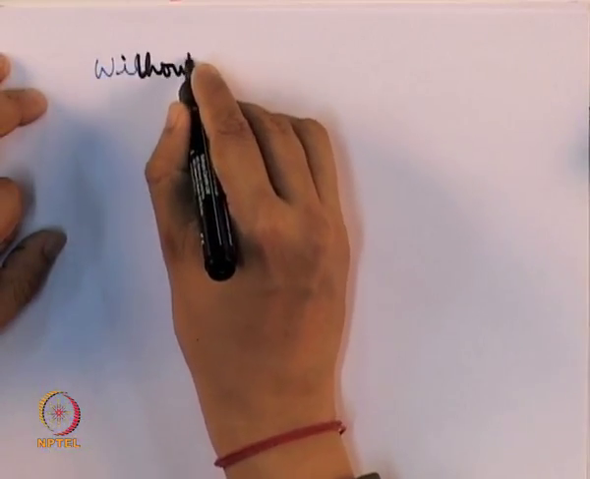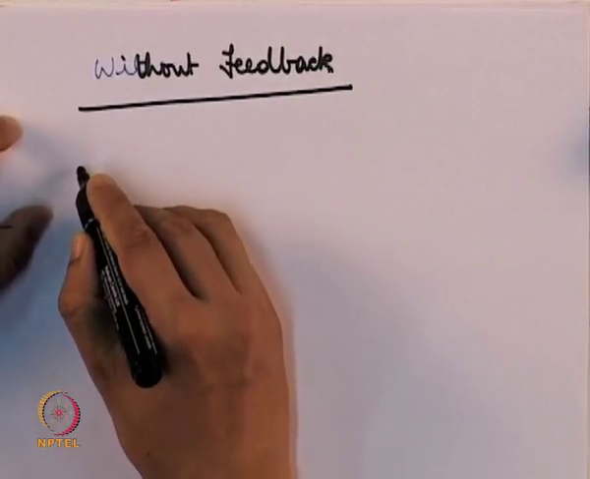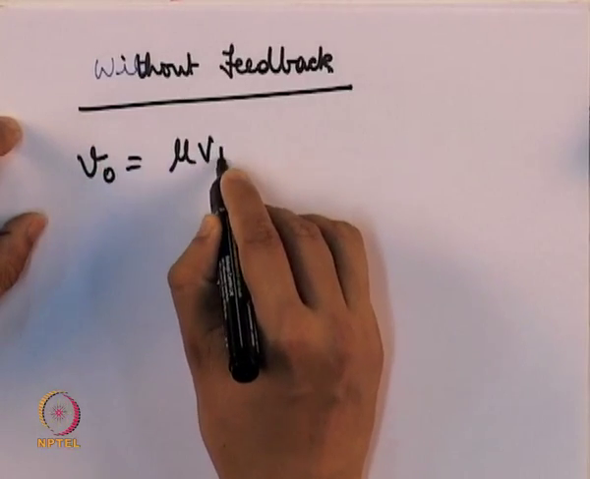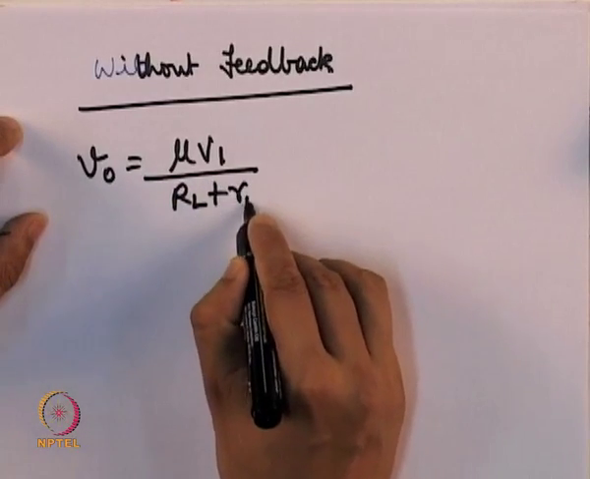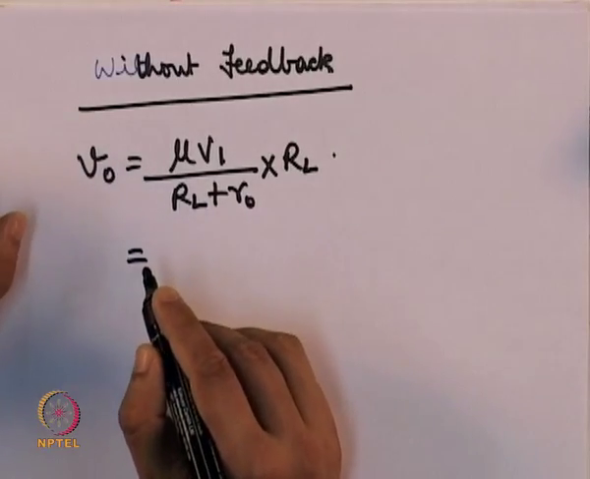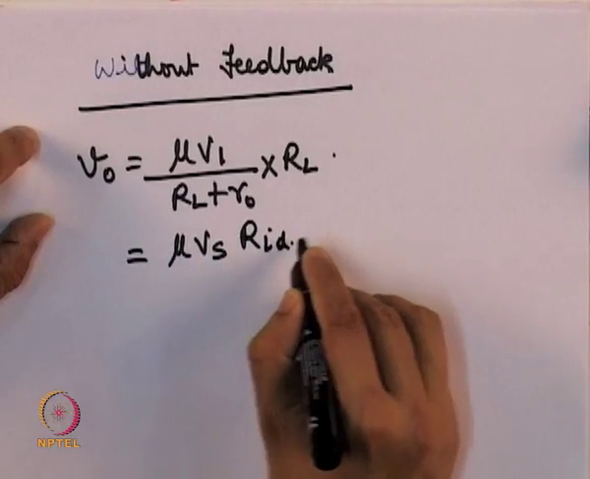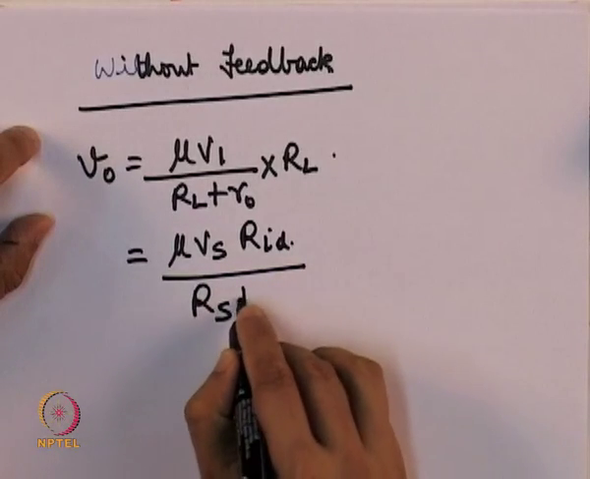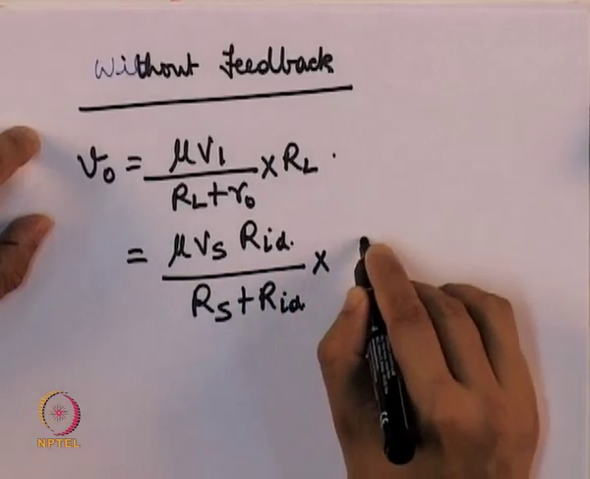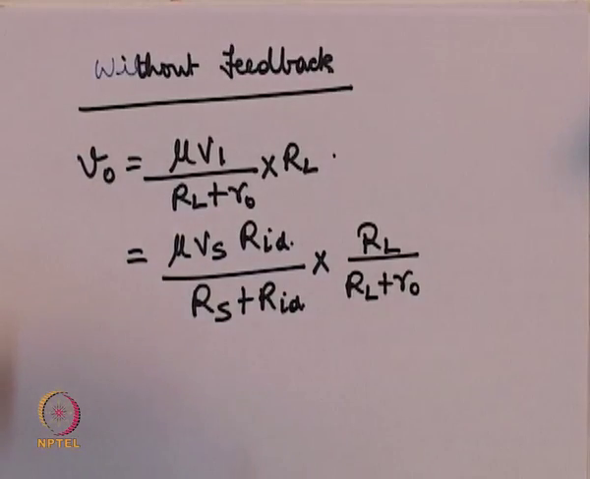So, then what do we see? What we see here is the output voltage V0 is given by mu V1 upon RL plus R0 times RL, which in turn is equal to mu Vs RID upon Rs plus RID times RL upon RL plus R0. So, this is my expression without feedback.